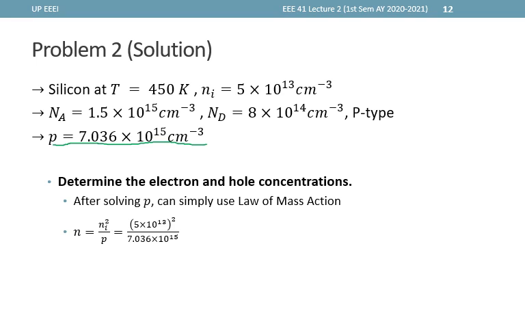Ni is equal to 5 times 10 to the 13, so we square that and divide by the value for P, which is 7.036 times 10 to the 15, and end up with this value, 3.553 times 10 to the 12 per cubic centimeter. And so we are now able to solve also for the electron concentration.